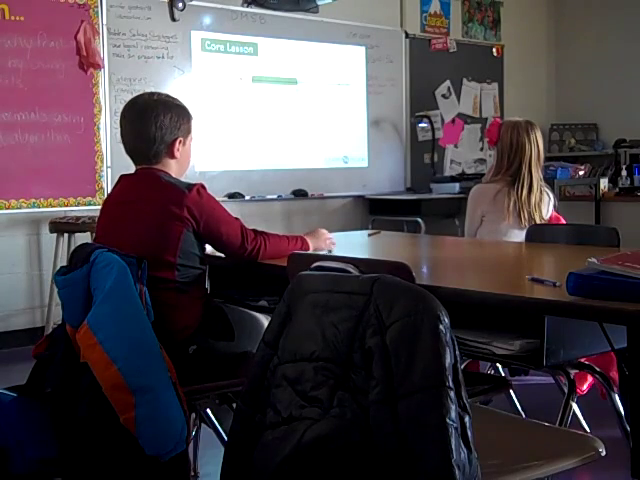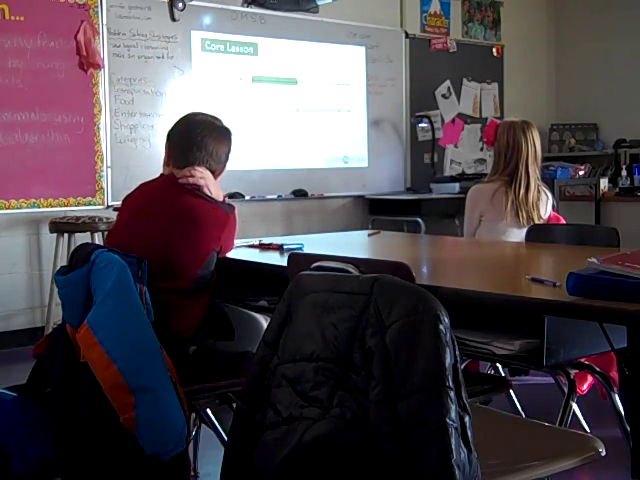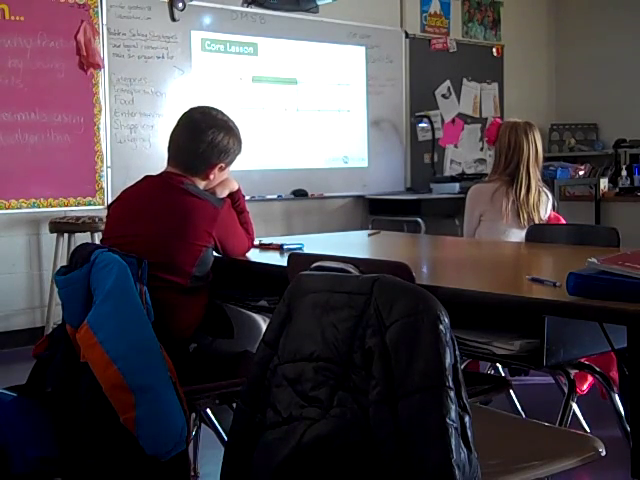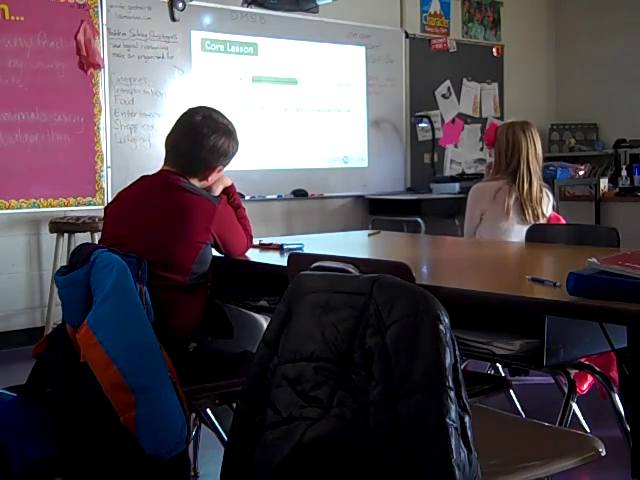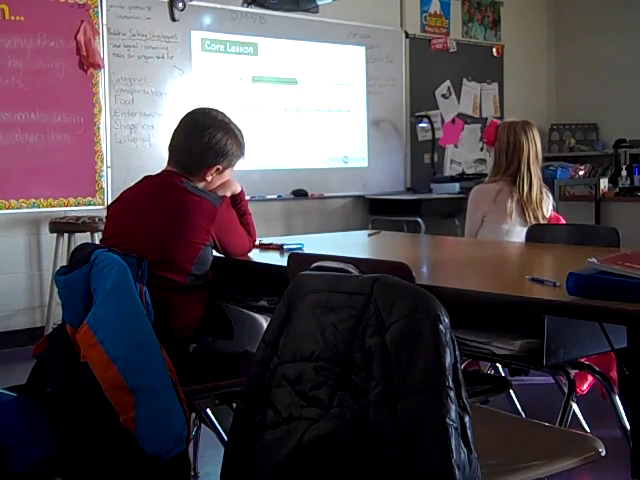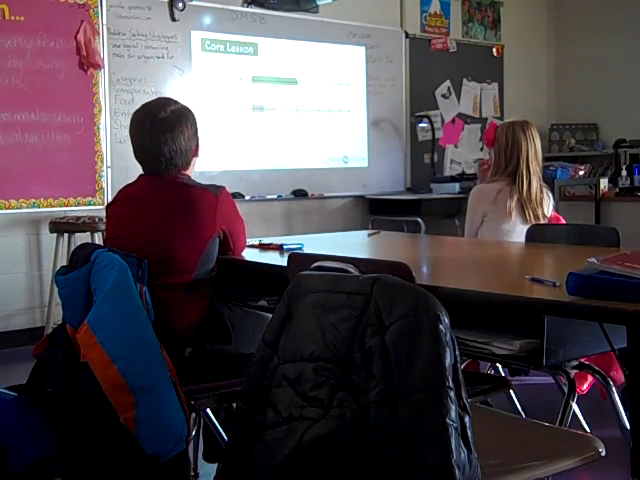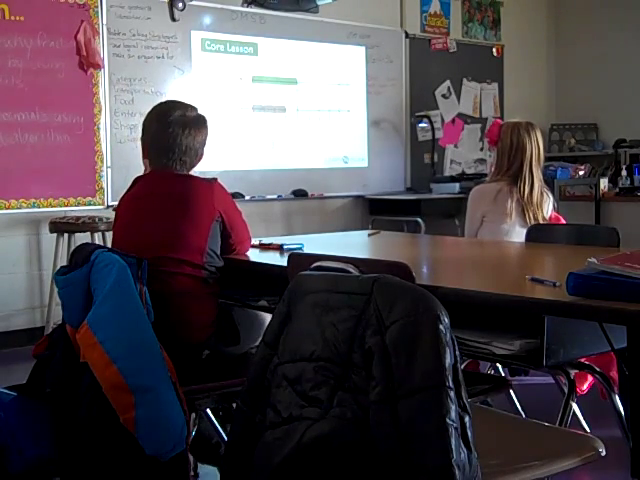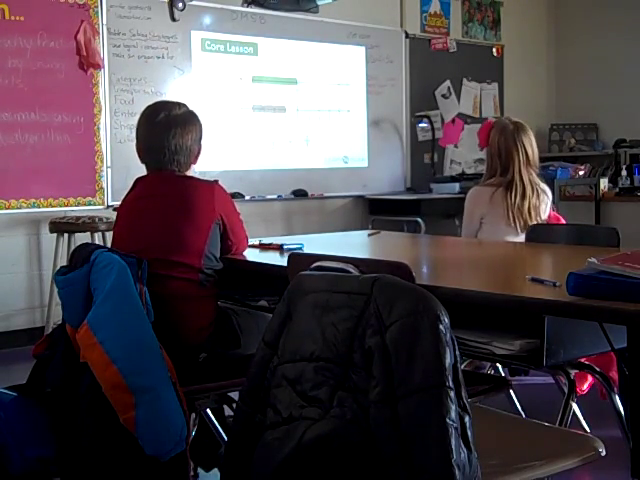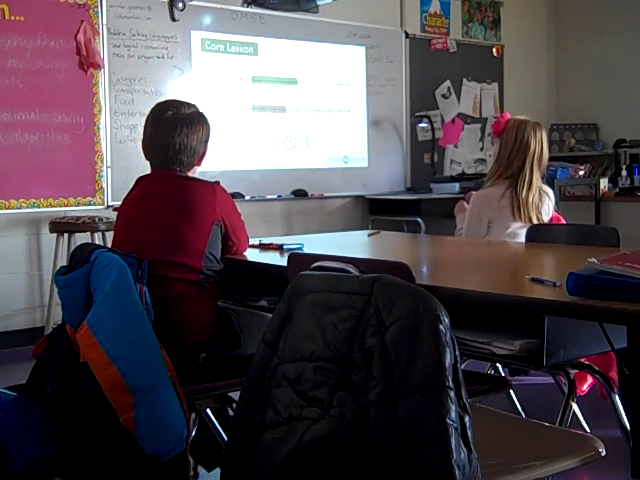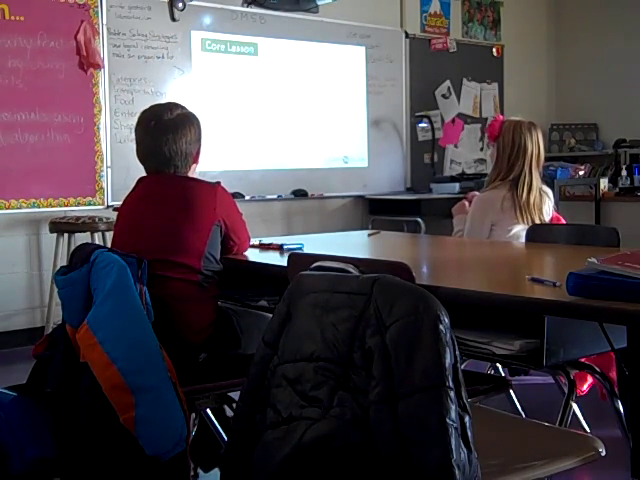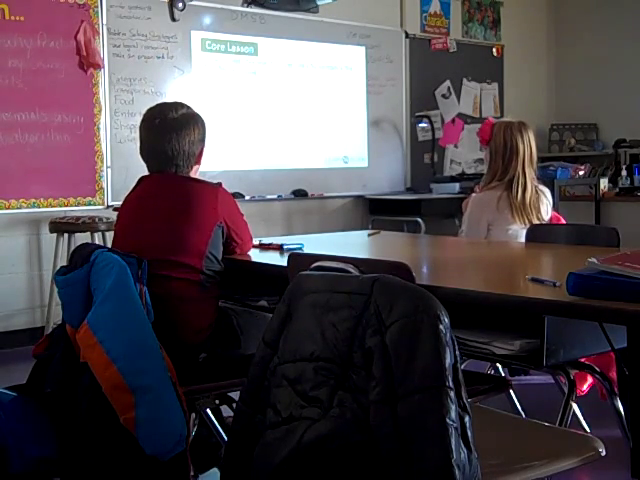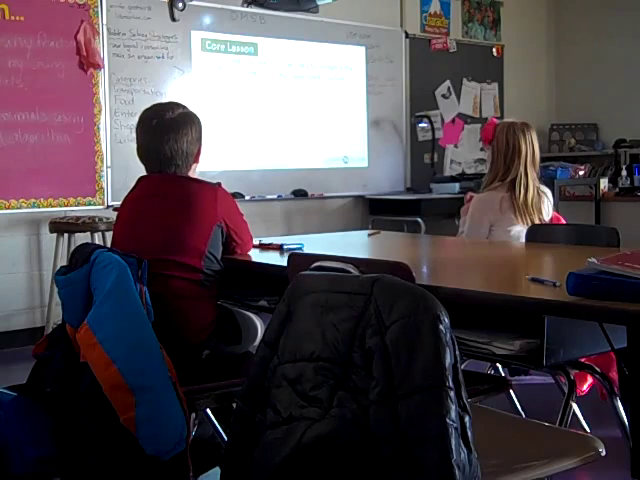So let's compare this benchmark to 3/8. Let's make our line for 3/8. We know we divide our line into 8 equal parts, and we shade 3. So we see here that the fraction 1/2 is greater than 3/8. How could you use number lines to compare the fractions 1/3 and 4/6 to the benchmark fraction 1/2?